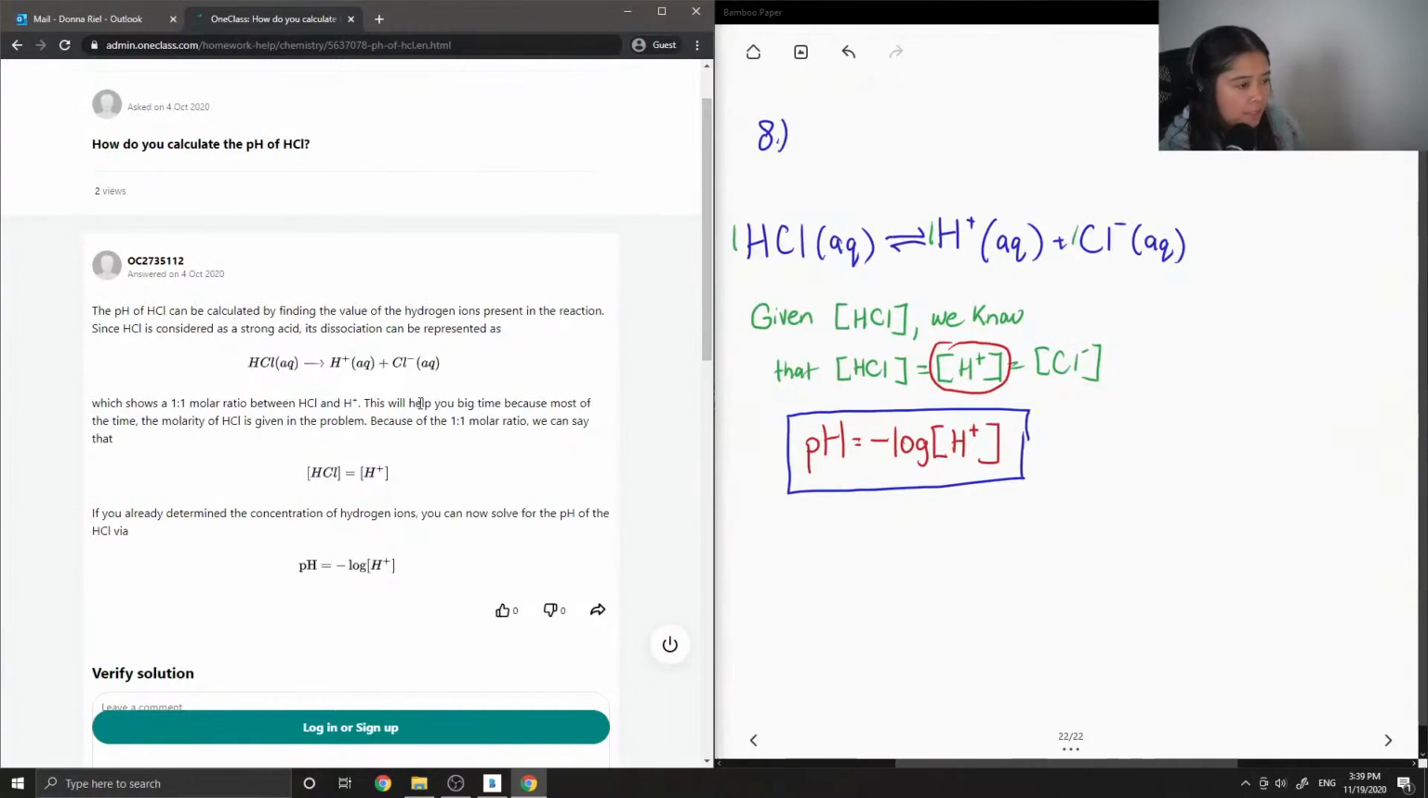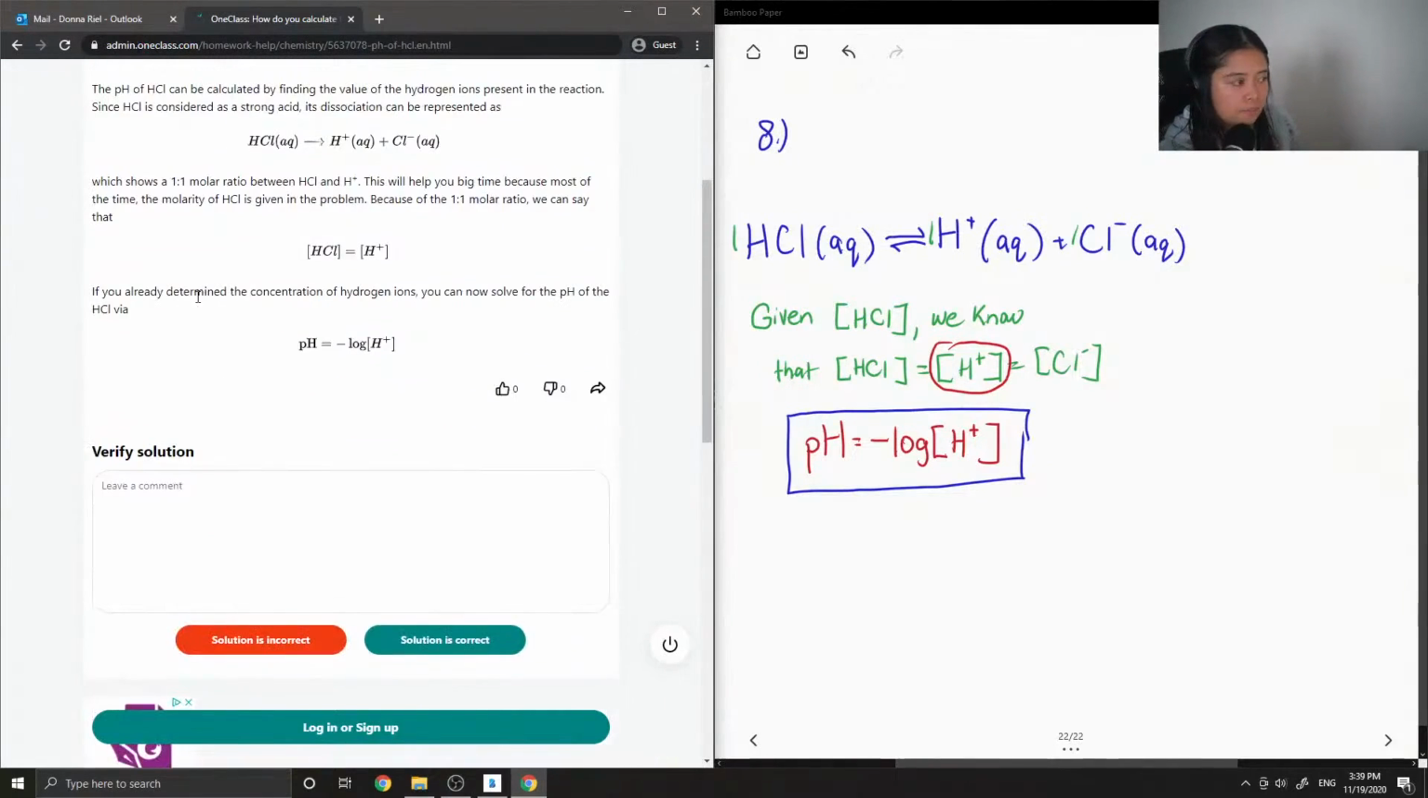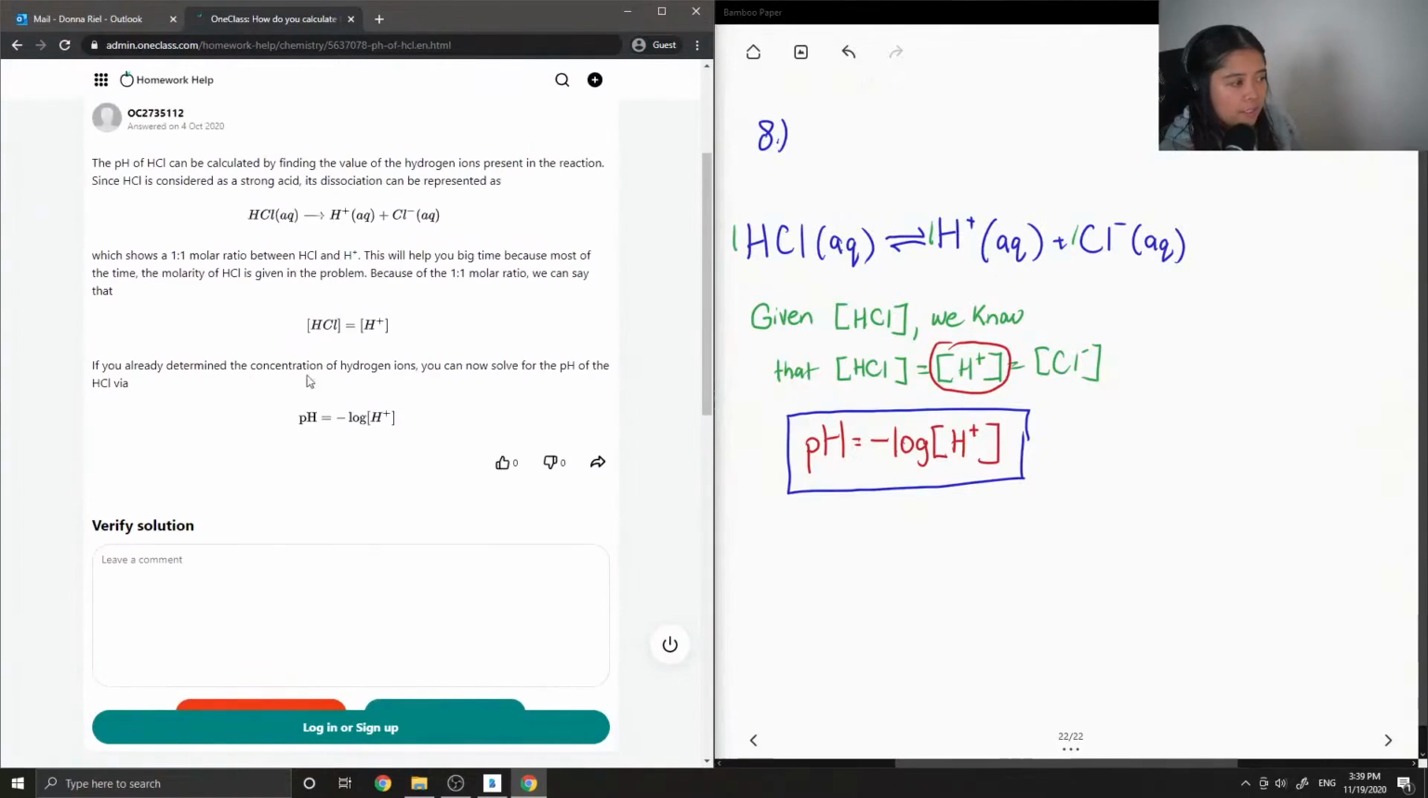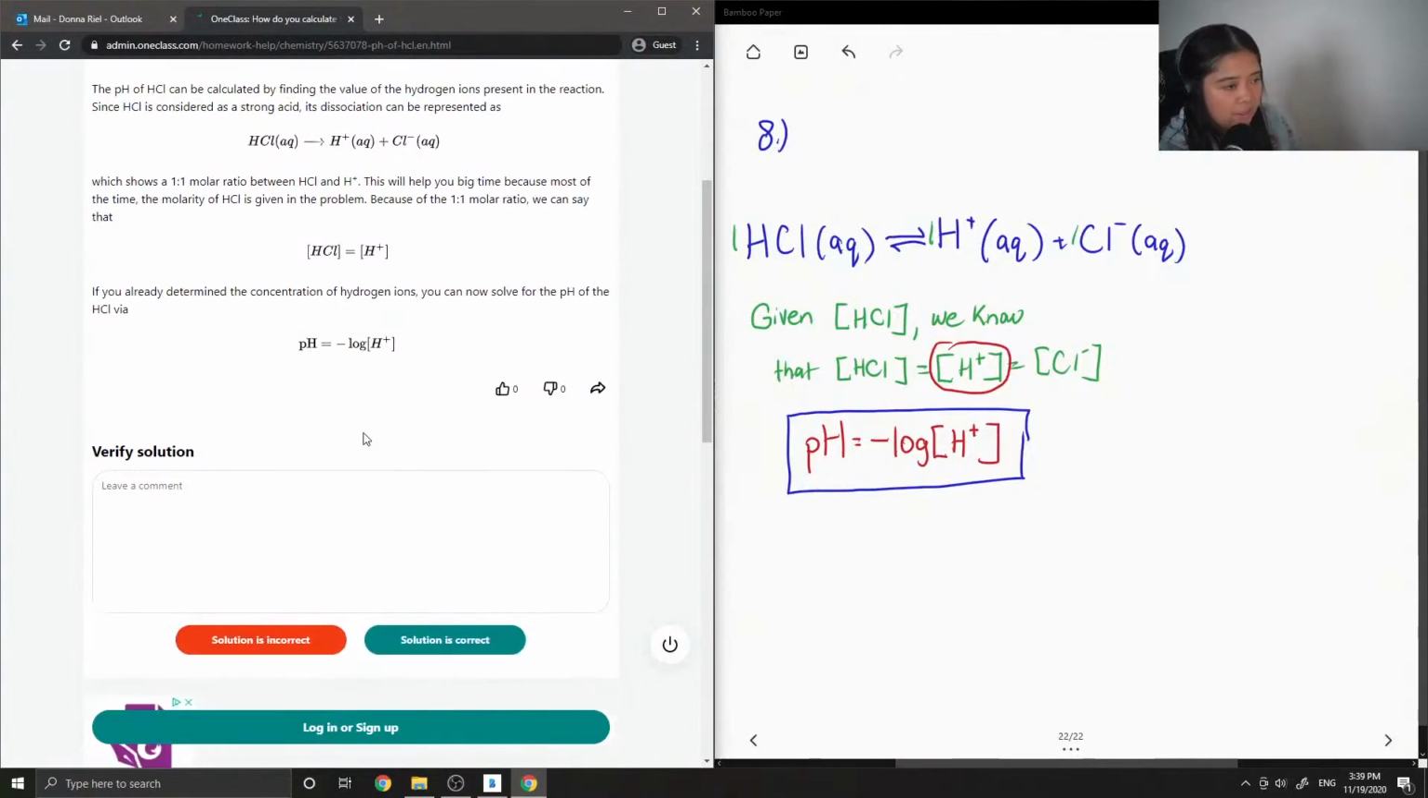This will help you big time because most of the time the molarity of HCl is given in the problem. Because of the 1:1 molar ratio, we can say that the concentration of HCl is also equal to the concentration of protons in solution. If you determined already the concentration of hydrogen ions, you can now solve for the pH of HCl via pH is equal to negative log of the concentration of H+. Yep, so that was very well explained, and this solution is correct.